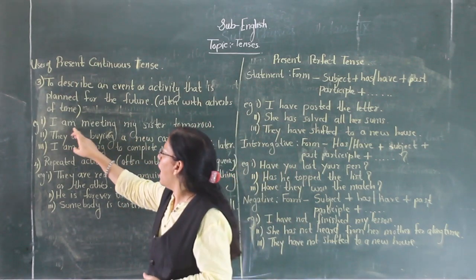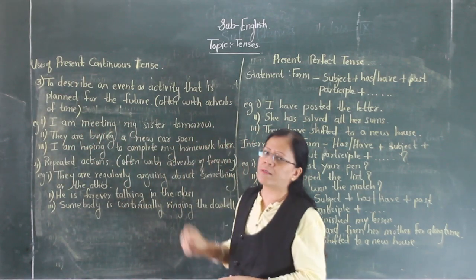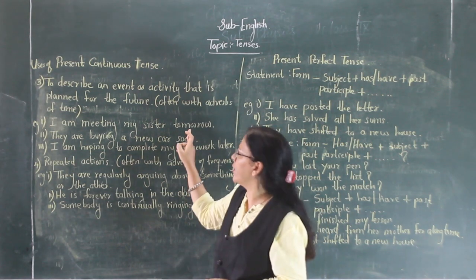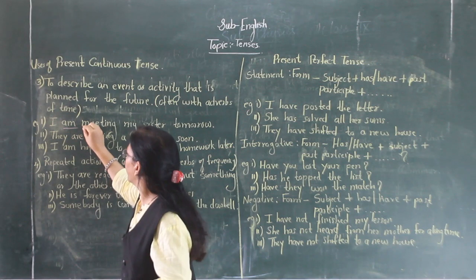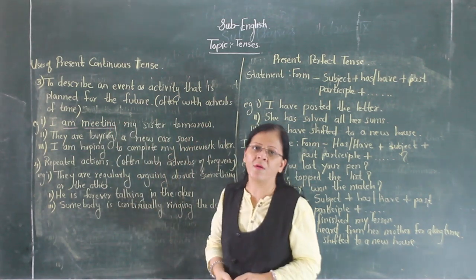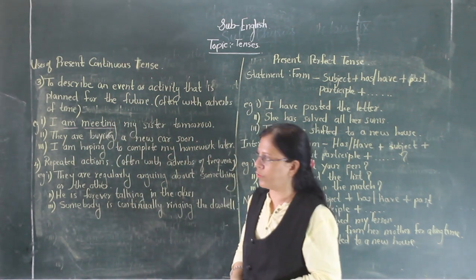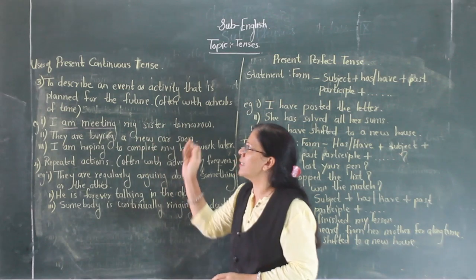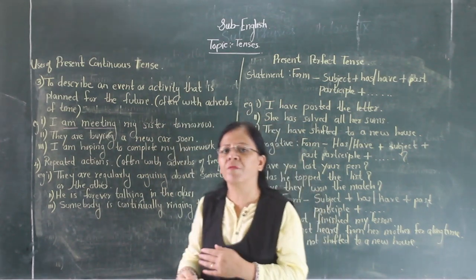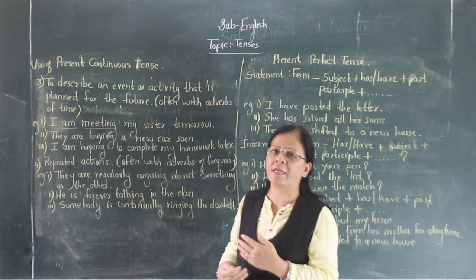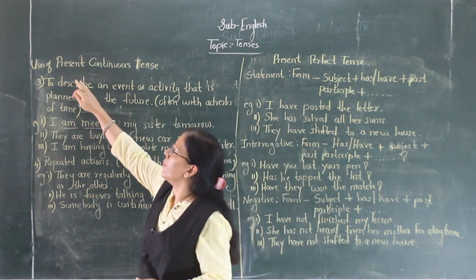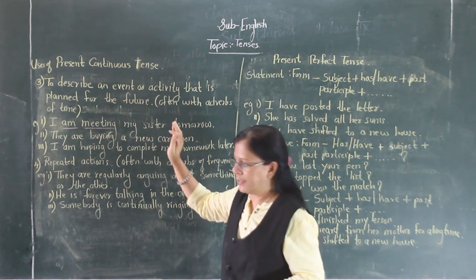For example, I am meeting my sister tomorrow. Now tomorrow is an adverb of time. So am meeting is the verb which is in present continuous. So I am meeting my sister tomorrow. So this is a future planned activity. And to describe that future planned activity, we use present continuous tense.